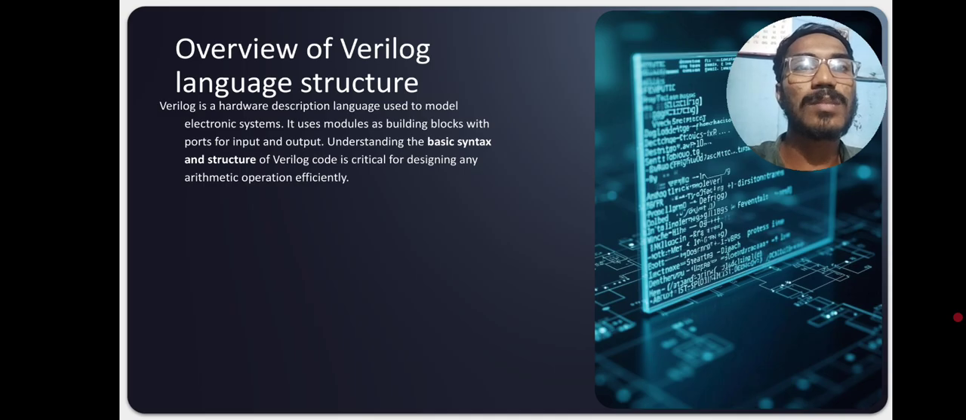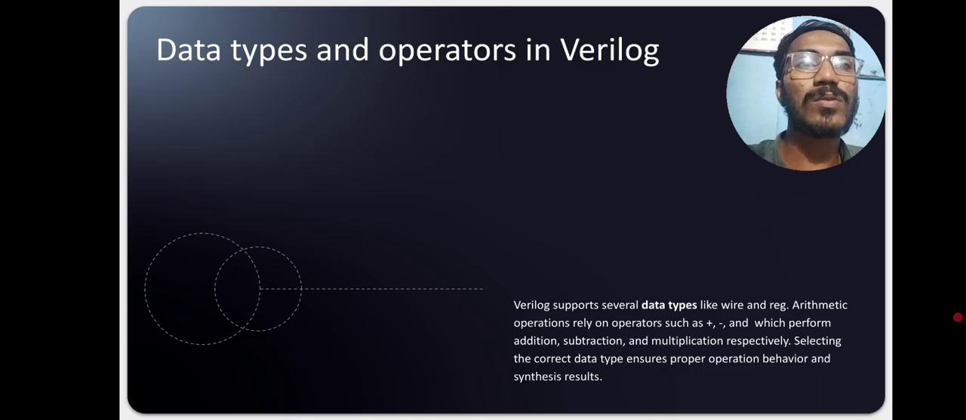Verilog is a hardware description language used to model electronic systems. It uses modules as building blocks with ports for input and output. Understanding the basic syntax and structure of Verilog code is critical for designing any arithmetic operation efficiently. Next, the data types and operations in Verilog.